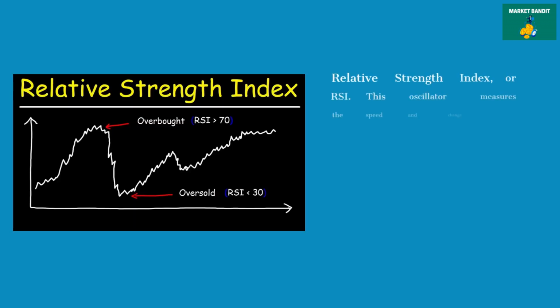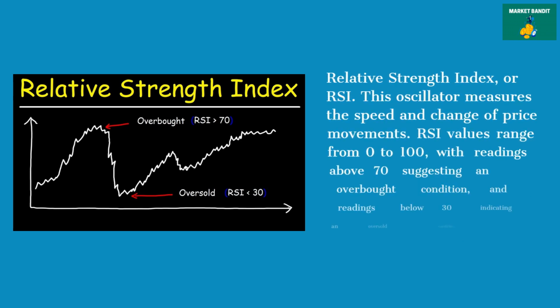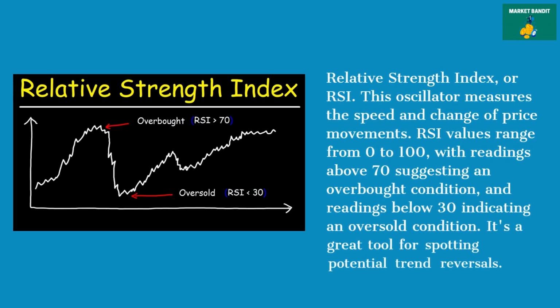2. Relative Strength Index. Our second indicator is the Relative Strength Index, or RSI. This oscillator measures the speed and change of price movements. RSI values range from 0 to 100, with readings above 70 suggesting an overbought condition, and readings below 30 indicating an oversold condition. It's a great tool for spotting potential trend reversals.